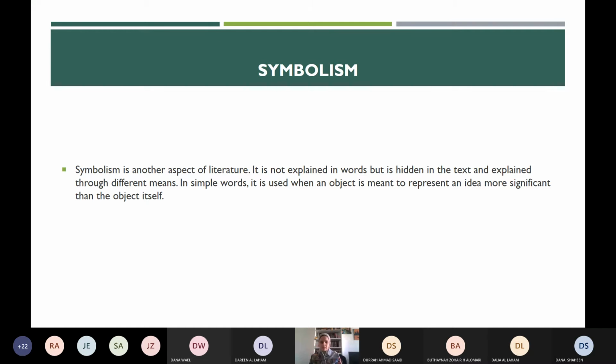Then the symbolism. Symbolism is another aspect of literature. It is not explained in words, but is hidden in the text and explained through different means. In simple words, it is used when an object is meant to represent an idea more significant than the object itself.